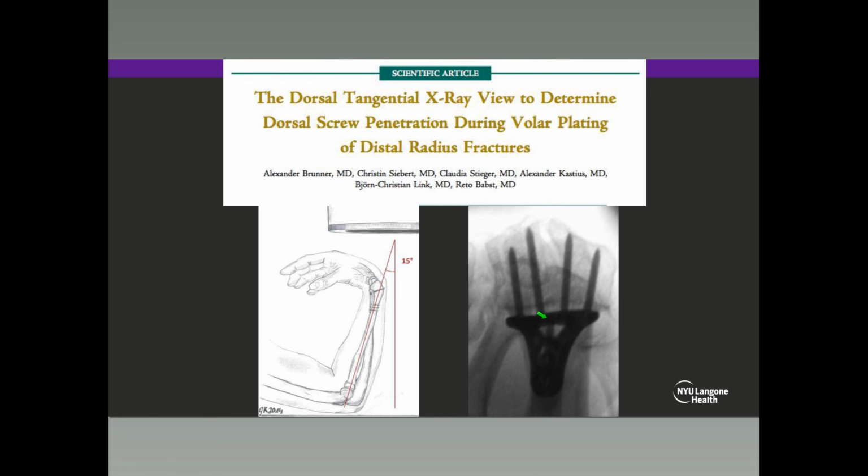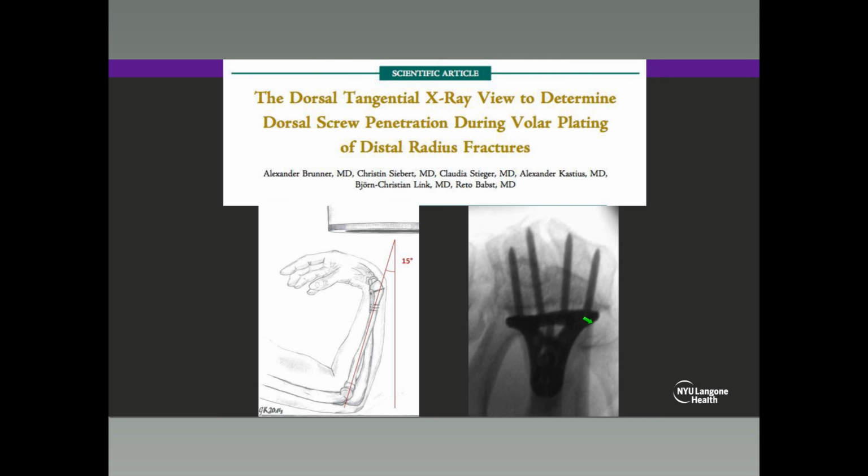And this is probably one of my favorite views to get. I do get this on every distal radius fracture that I plate volarly. This is a dorsal tangential x-ray. And you can really see here when you bring the x-ray beam, which is shooting straight down here, you sort of bring the wrist almost parallel to the beam, and then you have to flex your wrist out of the way. You can look along the dorsal cortex.